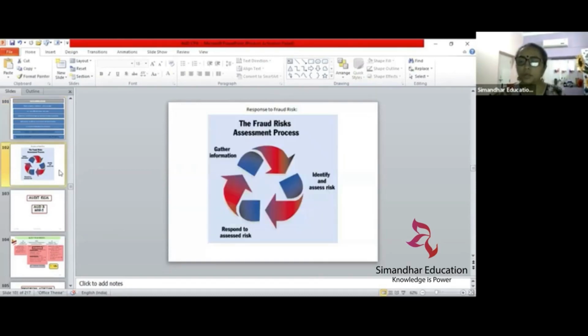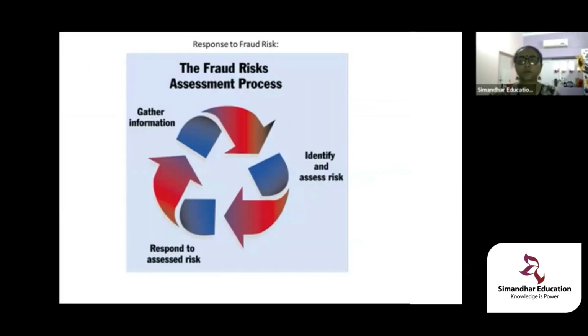Now let's go to, then what should the auditor do? Assessing fraud risk. The fraud risk assessment process, if I have to tell you in a simplified manner: you have to identify and assess the risk of fraud. So the first process will be to identify and then assess the risk of fraud. Then respond to the assessed risk and gather sufficient appropriate evidence in relation to the risk. If I have to give a summarized version, this is the process that the auditor has.